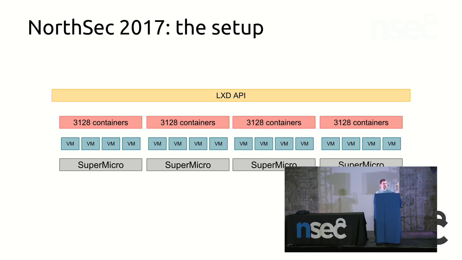So that's effectively what it looks like. We've got four physical systems. Those four physical systems we've then divided into four virtual machines. The reason for that is mostly so that if the kernel blows up, we only lose a 16th of everything instead of a quarter. And then on top of that, we run between 4 and 5 simulations per VM. And in there, we've got about 300 containers.